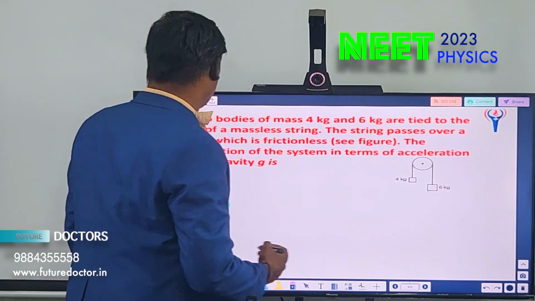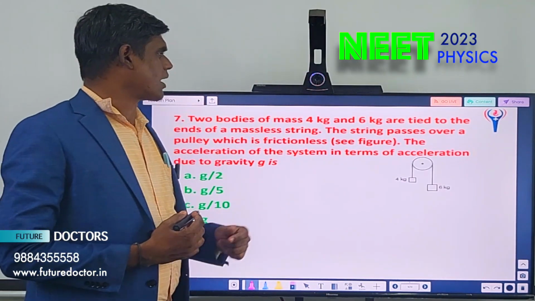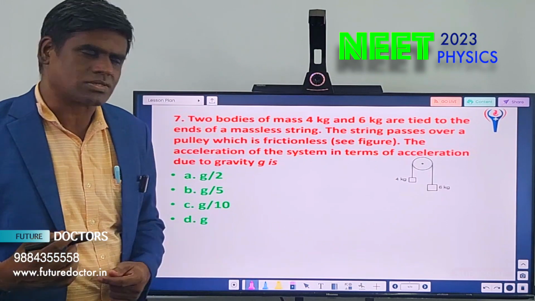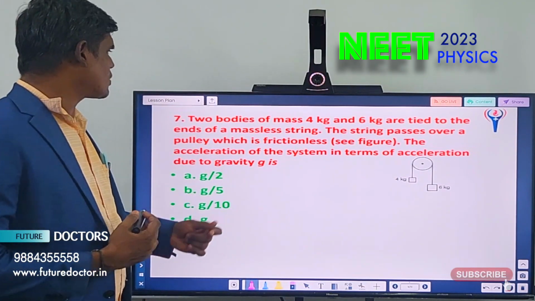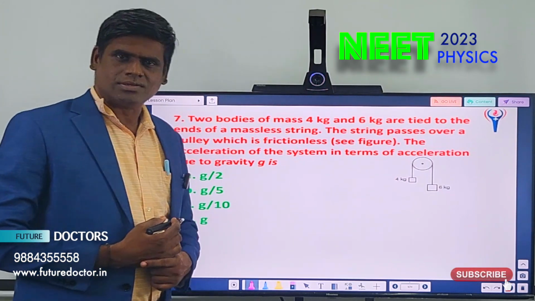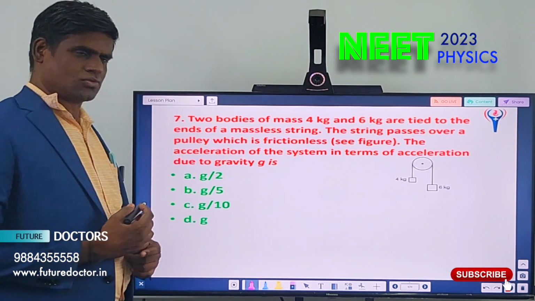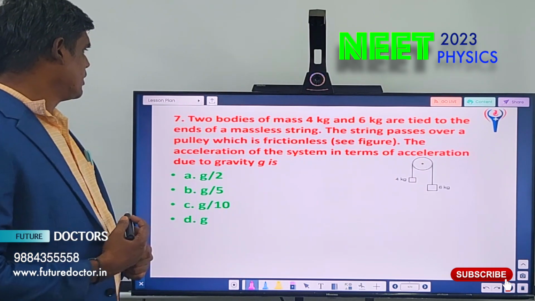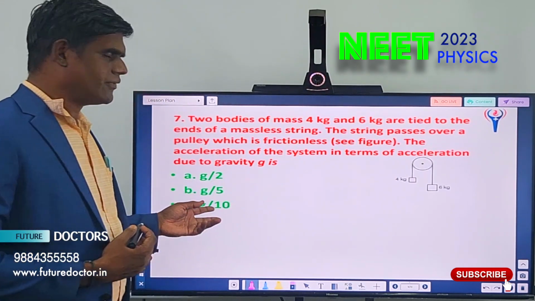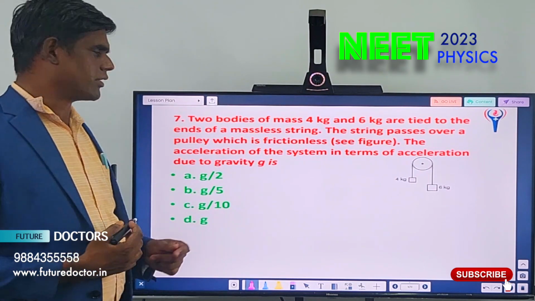Let's move to the last question. 2 bodies of mass 4 kilogram and 6 kilogram are tied to the ends of a massless string. The string passes over a pulley which is frictionless. The acceleration of the system in terms of acceleration due to gravity g is dash. Option A g by 2. Option B g by 5. C option g by 10. D option g. Here you should know the relationship between the acceleration and the masses. By knowing this, you can solve this.